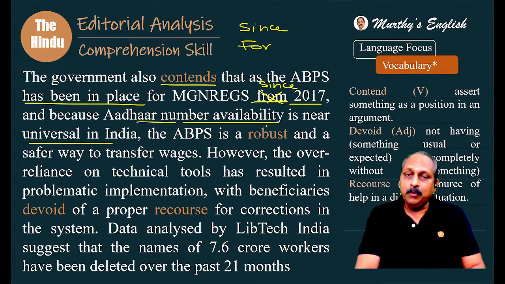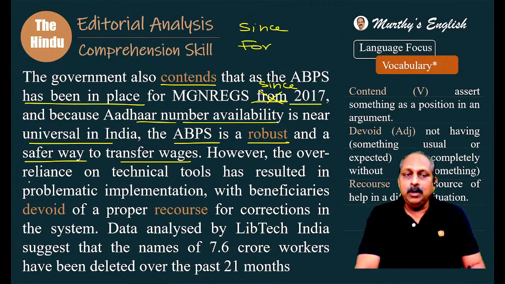Because Aadhaar number availability is near universal in India, the ABPS is a robust and a safer way to transfer wages. Robust means very strong. We have got so many times an easy word, so I haven't brought the meaning. Robust means what? Strong and sturdy. And a safer way, because it is a strong system, a safer way to transfer wages.